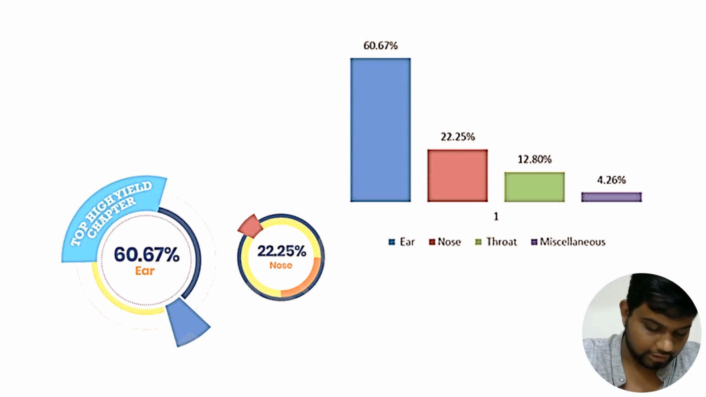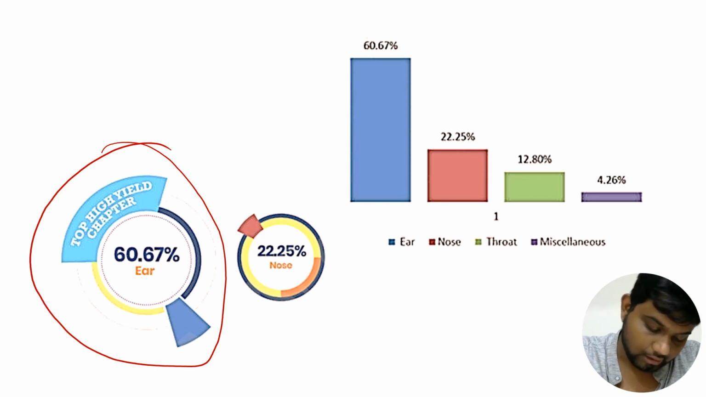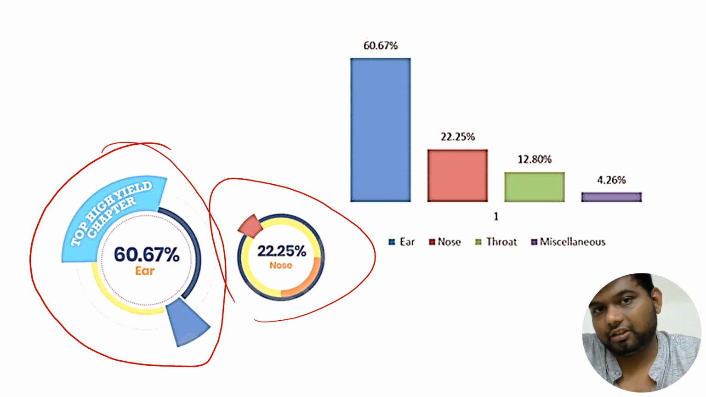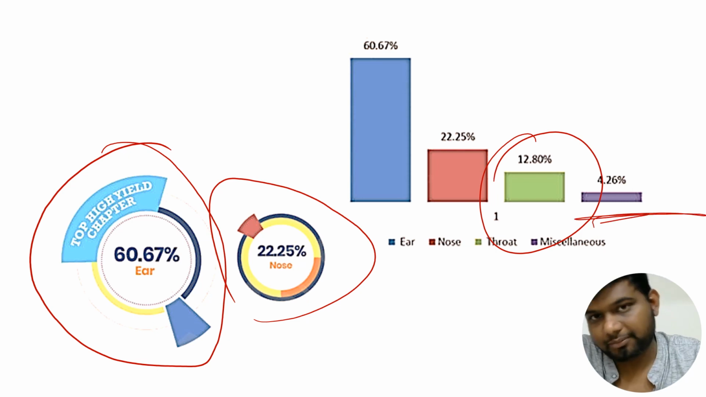Speaking of the ear, in the ENT, 60% of the questions are occupied by your ear, and the remaining 25 to 30% are occupied by your nose, and 10 to 12% are occupied by your throat, and the remaining 4 to 5% are occupied by the miscellaneous conditions in relation to your ENT.